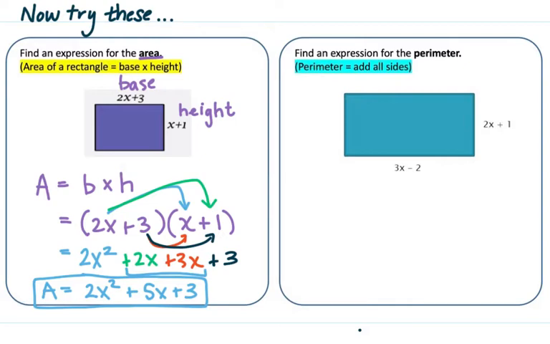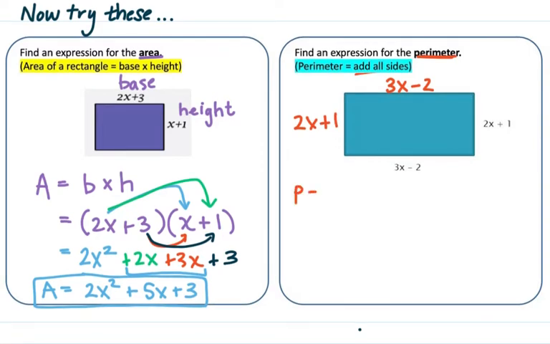Now let's try the next one. The next one is saying perimeter. Perimeter, if you remember, is add all sides. Now be careful here. Only 2 of the sides are labeled, but this guy is going to walk around all the sides. So just remember, if it's a certain label on the bottom, this is a rectangle, so it will be the same label on the top. 3x minus 2 on top, 2x plus 1 on the left side.